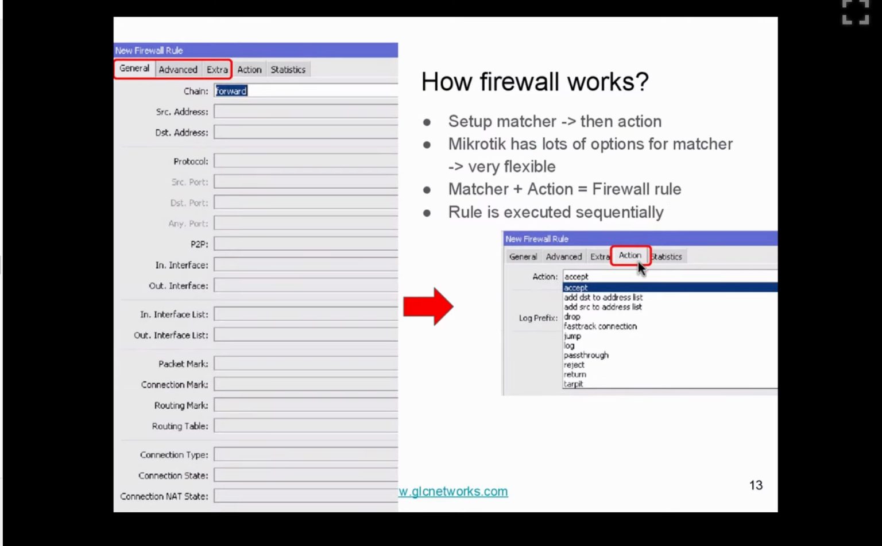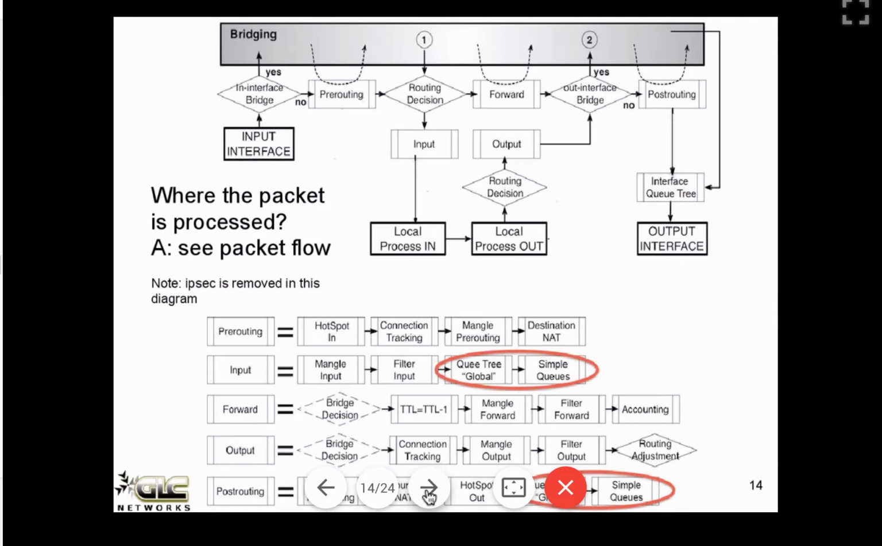As for actions, you can see here, we can accept the matchers, or put them into an address list, either destination address or source address. We can drop them, fast track, jump, log, and reject, and any others, you just name it. You can see it here. So that's how the firewall works.